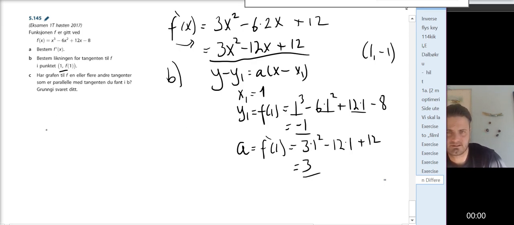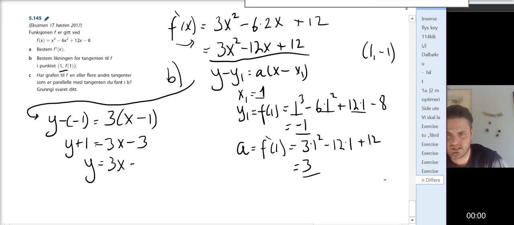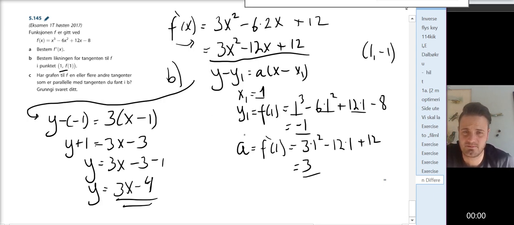And then we just put it into the point gradient formula here. So we get y minus y1, which was minus 1, equals a, which is 3, times x minus x1, which is 1. And then we get y plus 1 here. We get 3x minus 3. And then I just move over here, so I get 3x minus 3 minus 1, which is y equals 3x minus 4. So that was the answer on exercise B.